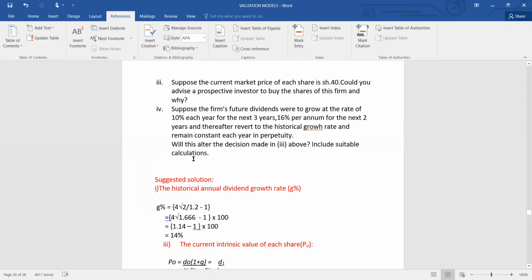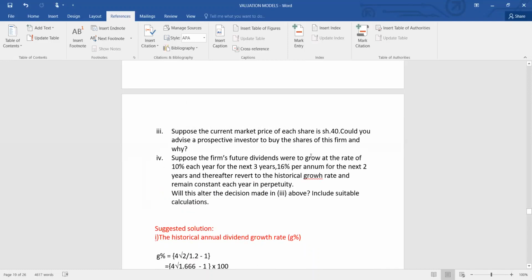Number 4: suppose the firm's future dividends were to grow at the rate of 10% each year for the next 3 years, 16% per annum for the next 2 years, and thereafter revert to the historical growth rate and remain constant each year in perpetuity. Will this alter the decision made in part 3 above? Include suitable calculations.